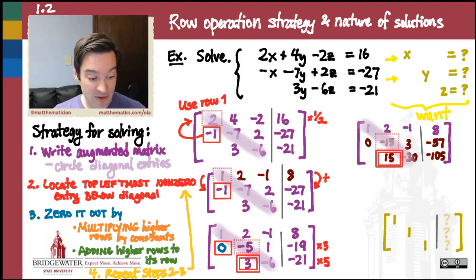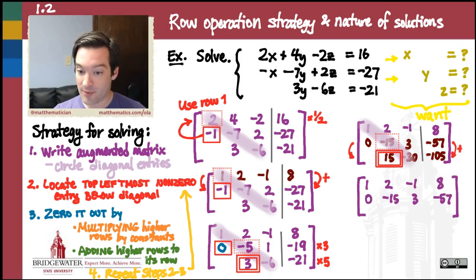But since the coefficients of the y's in rows 2 and 3 are now equal and opposite, if I add those rows together, I can eliminate the y. In other words, zero out that entry that I'm trying to zero out, which is exactly what we're trying to do to make more progress.